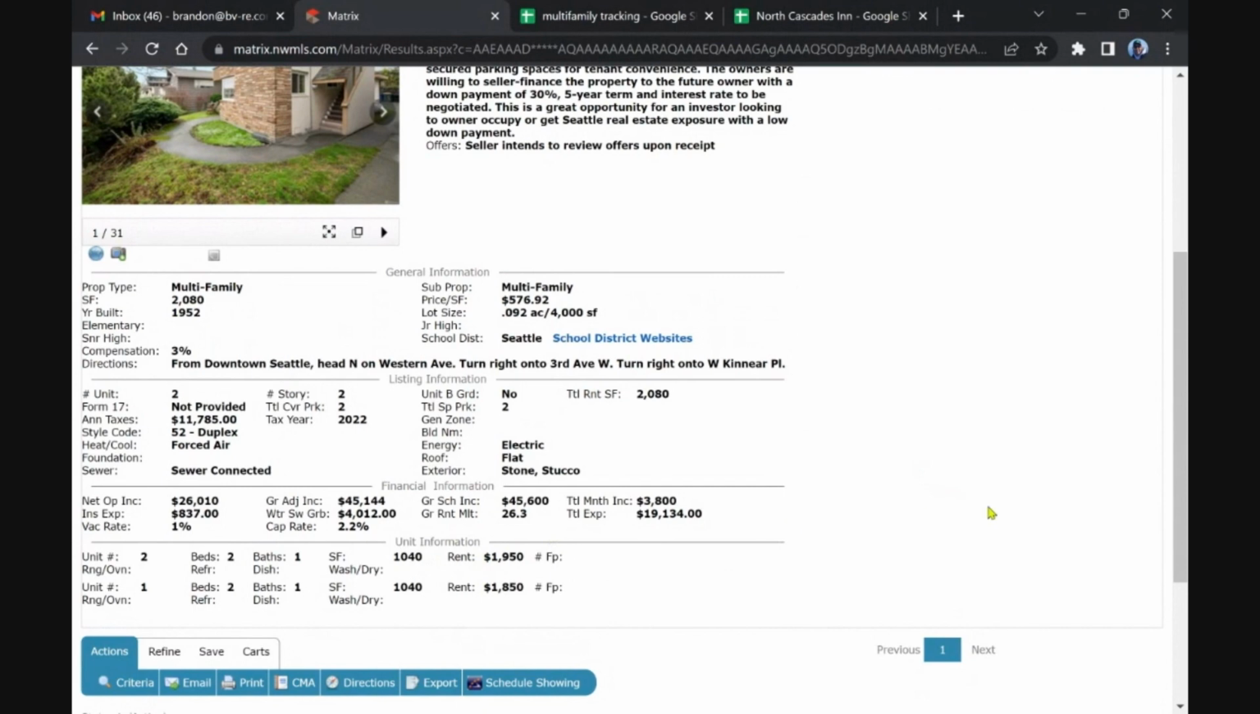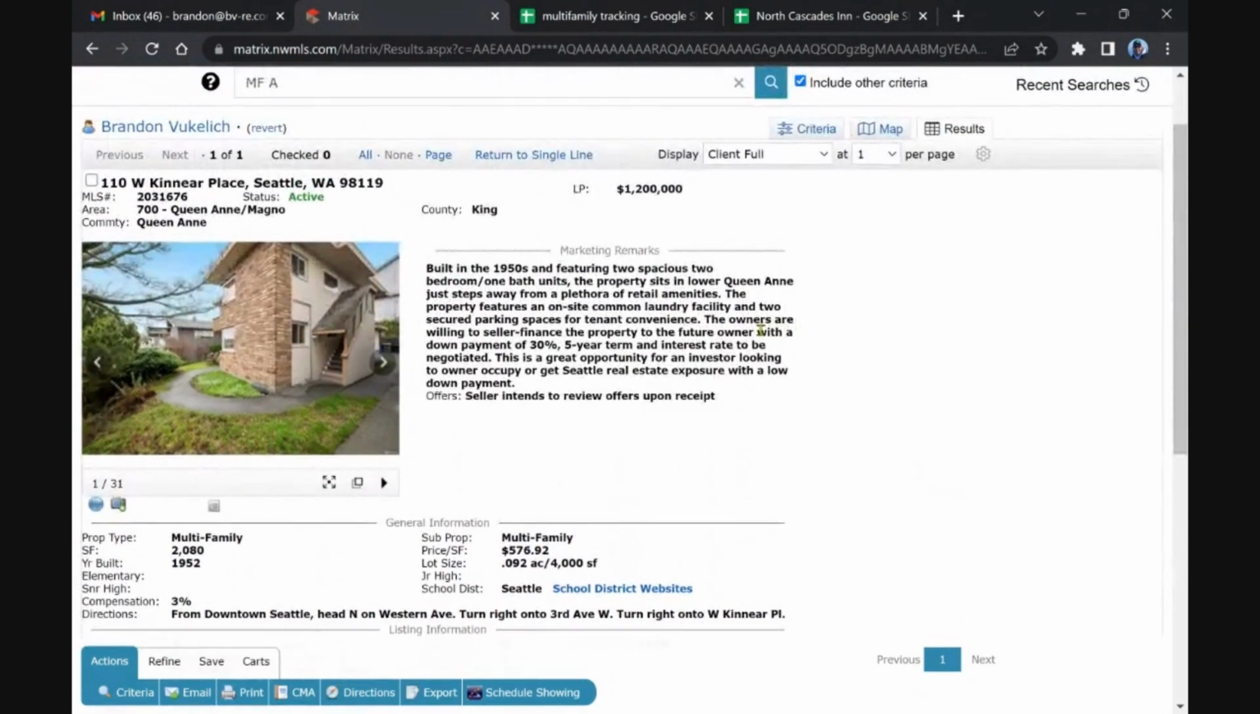Really low rents. So it's probably a mom and pop. Been owned forever. 1950s. This is a good location for sure. I mean, it is in Seattle where you're going to have tough. But look, it says here, the owners are willing to seller finance the property to the future owner with a down payment of 30%. 5-year term, that balloon is what they mean, I'm sure, not amortized over that. 5-year balloon and interest rate to be negotiated.